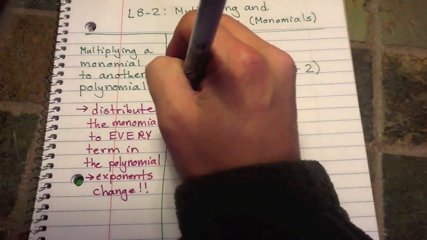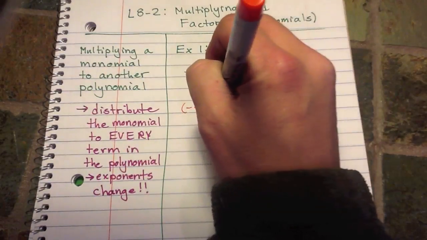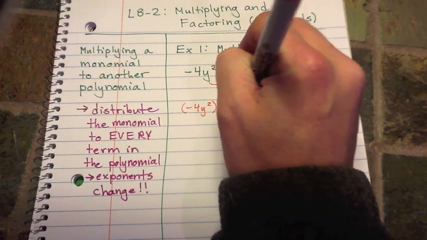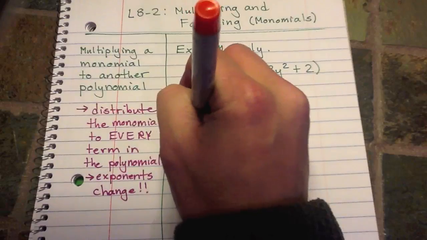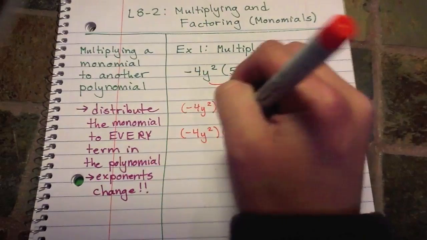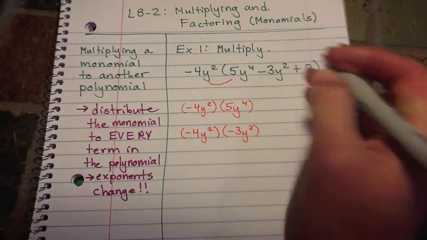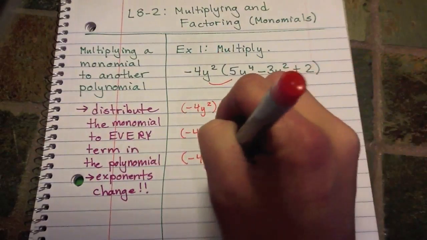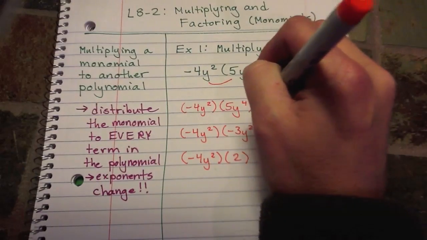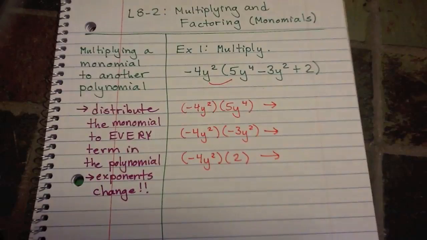But for now, we have negative 4y squared times 5y to the 4th is going to be one set. Then we're going to have negative 4y squared times negative 3y squared is going to be our second term. And then negative 4y squared times a 2 is going to be our third term. And we'll end up combining these at the end.